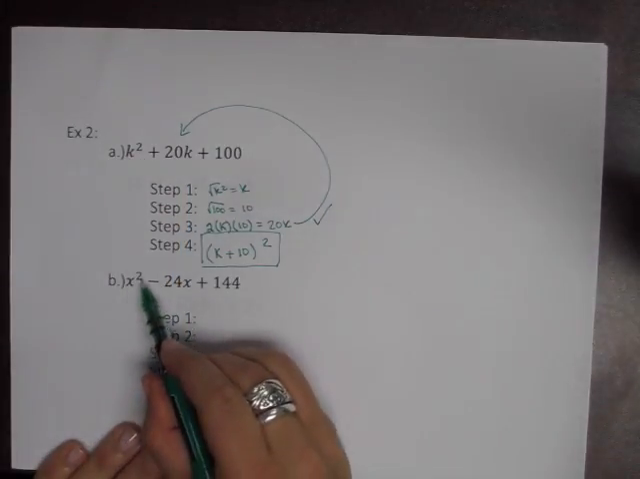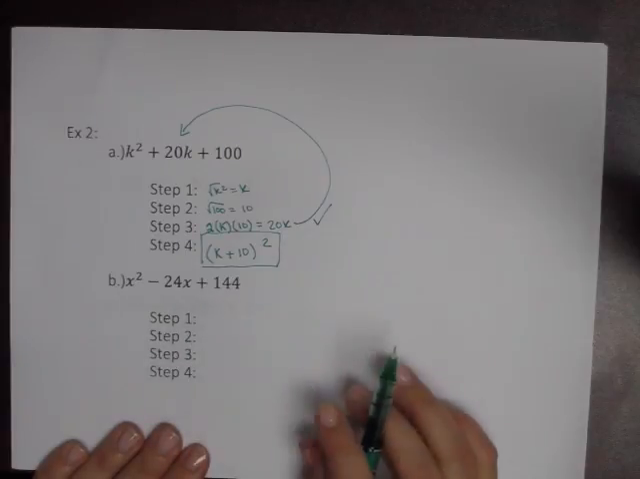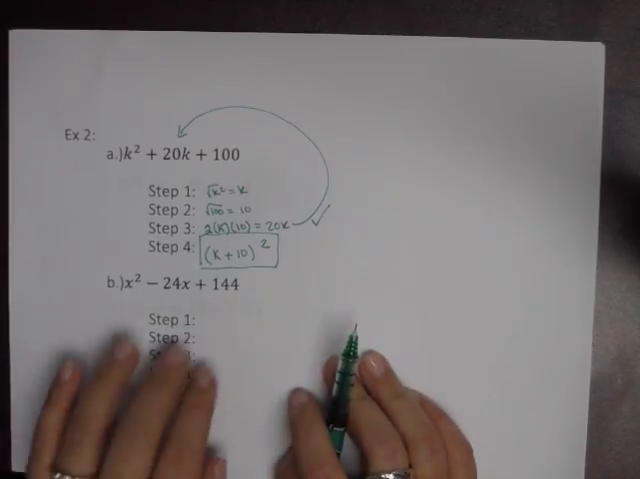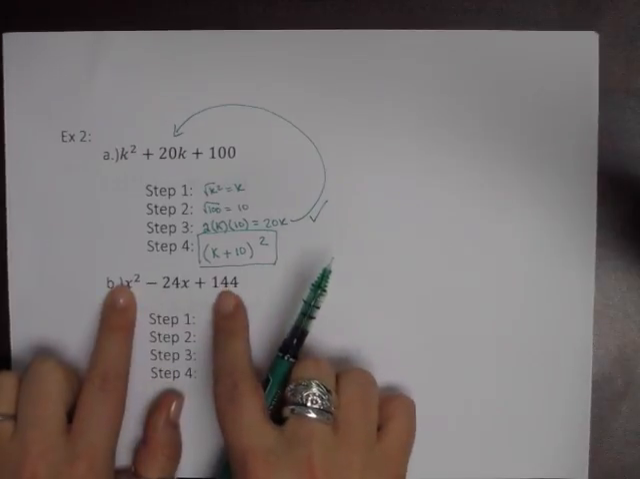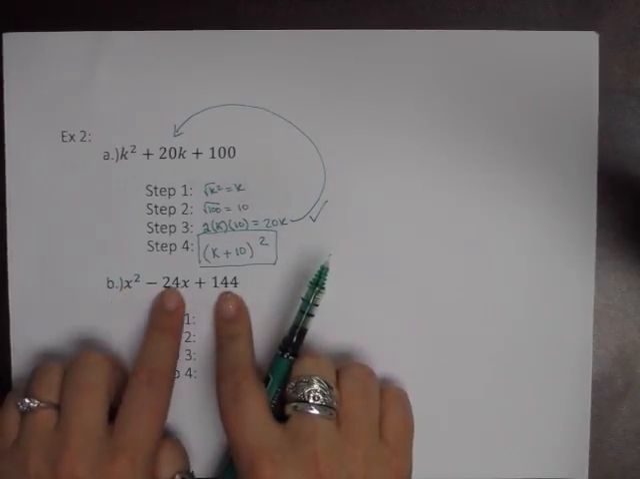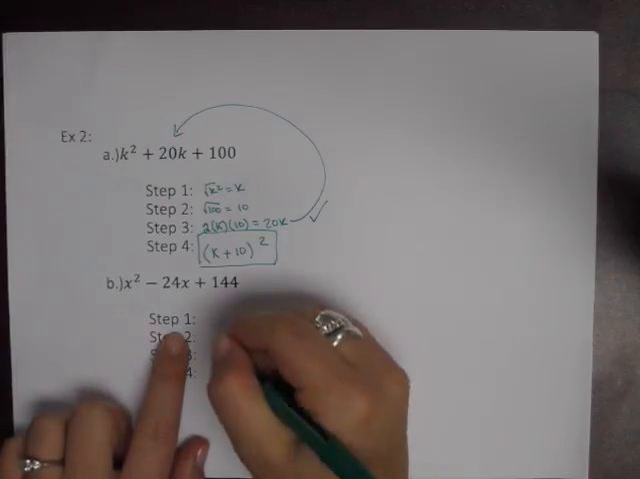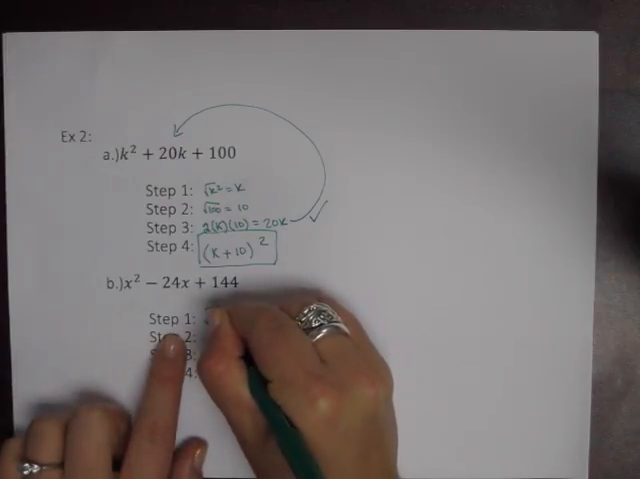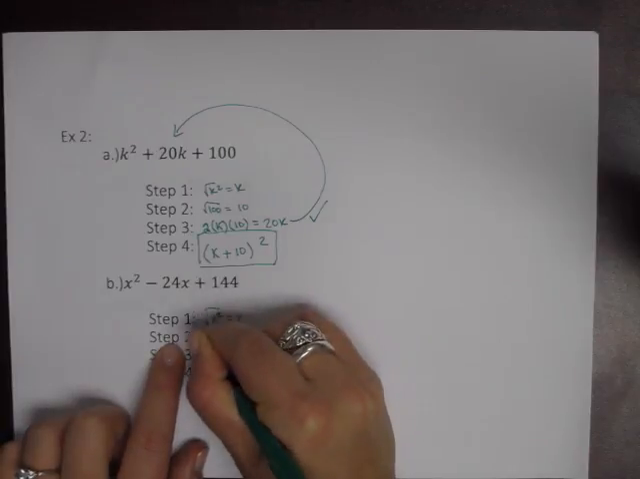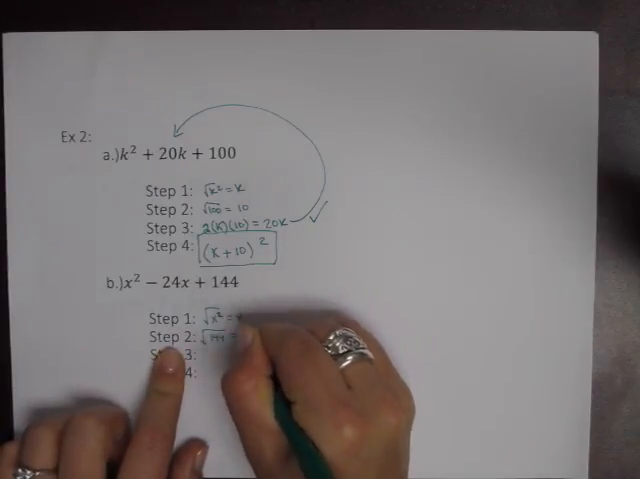Alright, let's look at the next one. So we have x squared minus 24x plus 144. First thing I notice, I have three terms. My first term and my last term are perfect squares, and my middle term is even. So it could be a perfect square trinomial. Step 1, take the square root of x squared, which is x. Take the square root of 144, which is 12.